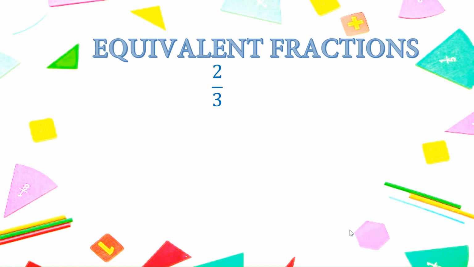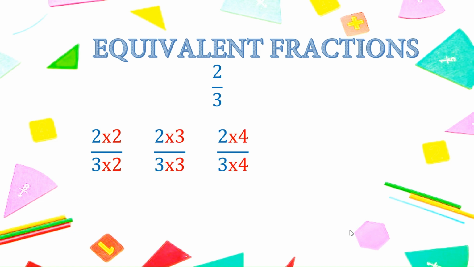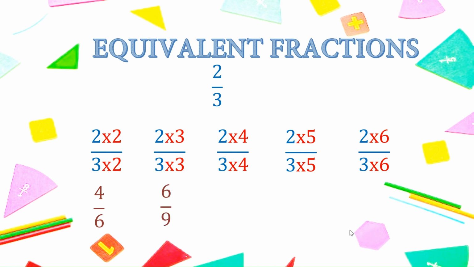Consider the same fraction here, 2 upon 3. Initially, we will multiply both numerator and denominator with 2, then with 3, 4, 5, and 6, and so on. On doing this multiplication, the first one would be 4 upon 6, and then 6 upon 9, 8 upon 12, 10 upon 15, 12 upon 18. All these fractions we have obtained from the same fraction, that is 2 upon 3. So these are equivalent to 2 upon 3.